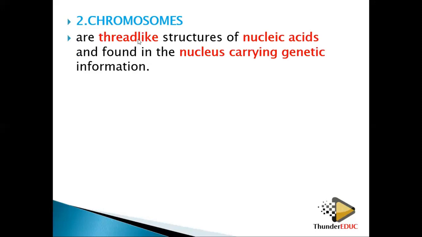So we are saying that chromosomes are thread-like structures of nucleic acids found in the nucleus, carrying genetic information. They are like threads crossing each other. And these chromosomes carry what is called the genetic material. You look like your father because of the genes your father gave you.